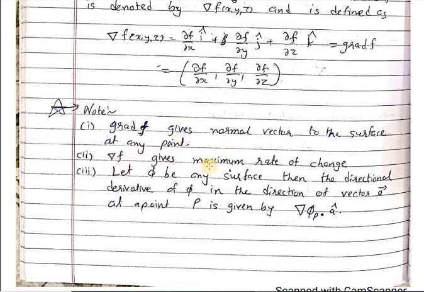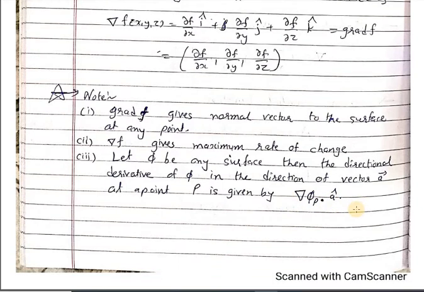In the same manner, grad f gives the maximum rate of change. And if we are concerned with finding the directional derivative of any surface phi in the direction of vector a bar at any point p, then it is given by grad phi at point p dot a cap. That means it is the dot product of the gradient vector at point p and the unit vector of the direction.